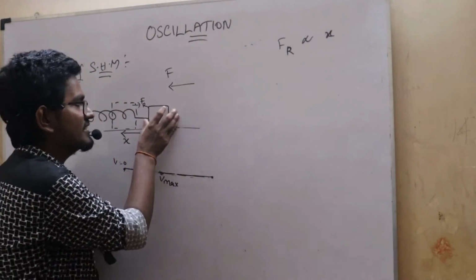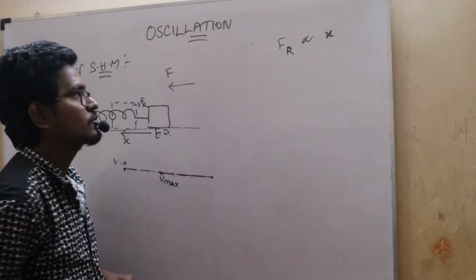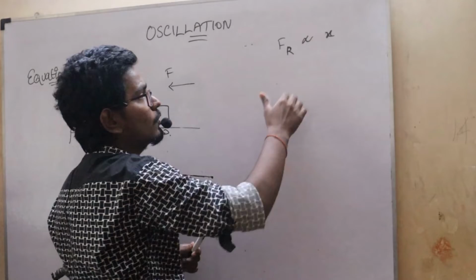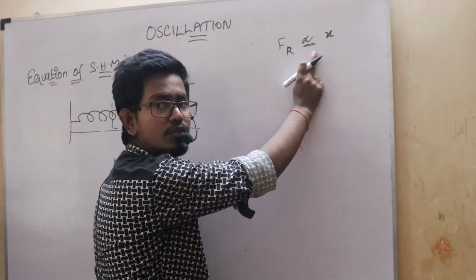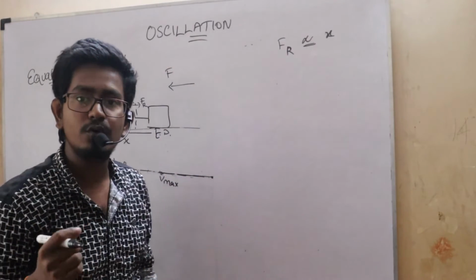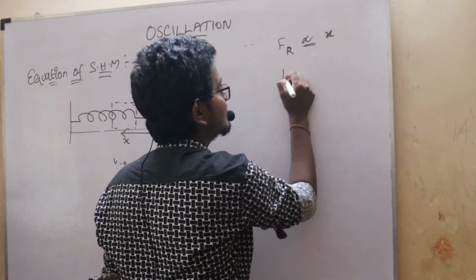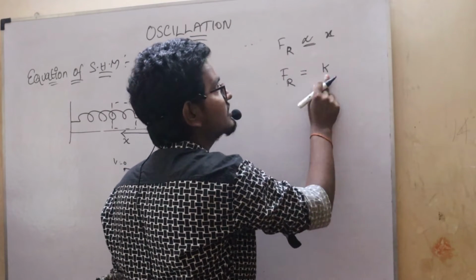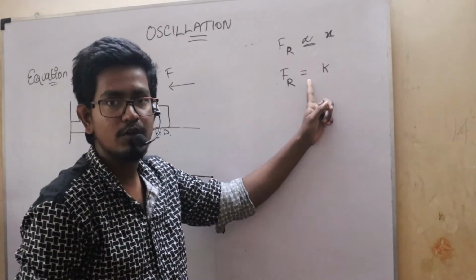However much I am displacing, that much restoring force will develop. So if my x is more, then my restoring force will be more. So, as here it is directly proportional, to remove the proportionality we have to use a proportionality constant. So what I am doing here is writing restoring force is equal to K, instead of proportionality, I am just putting equal to.